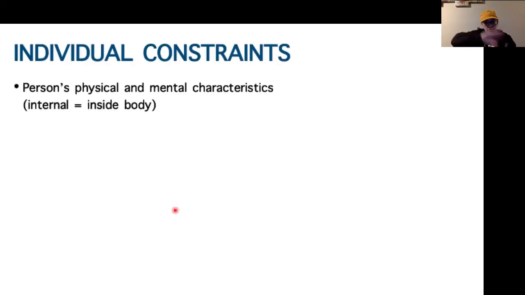So if we break each of these down, we'll give some more specific examples. Individual constraints are going to largely be related to a person's physical and mental characteristics. So these are internal to the person. Think inside the body.